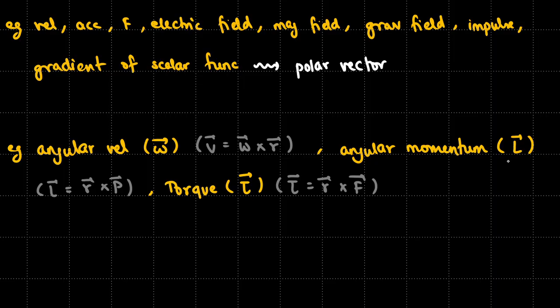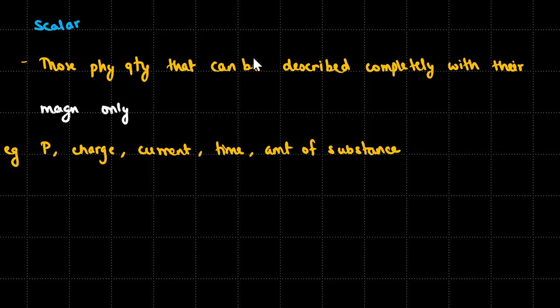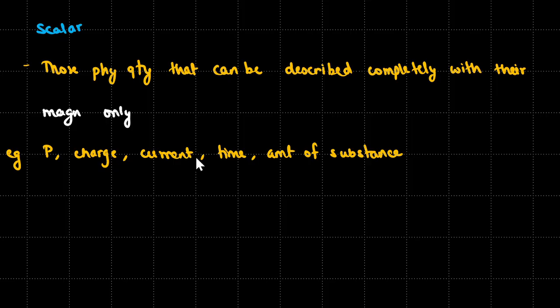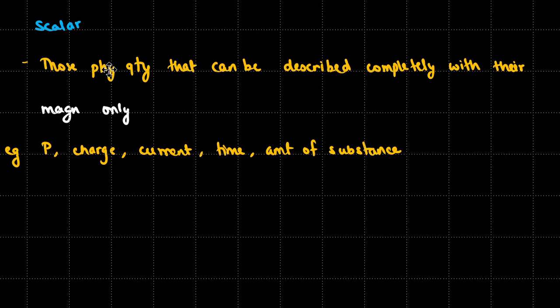Okay, so now let's talk about each and every term that we studied. So the first one, let's talk about scalars. What are they? They can be described by magnitude only, which means they can be represented fully by a number only. So let's take a look at some scalars and understand why.